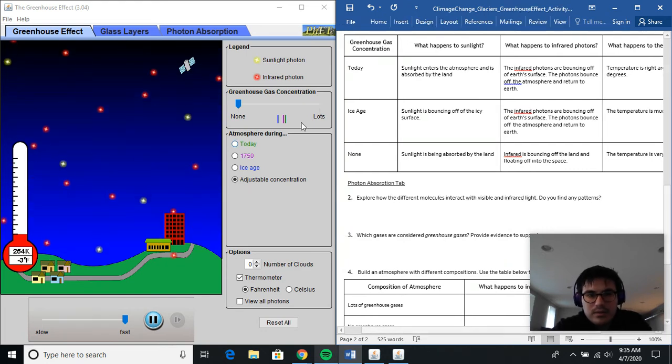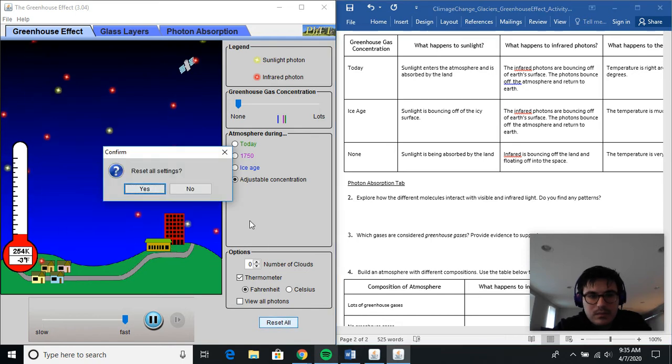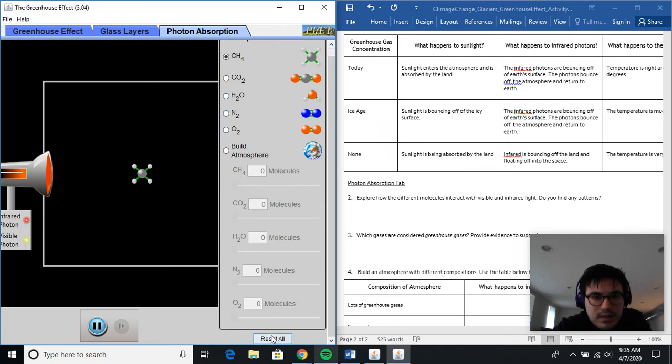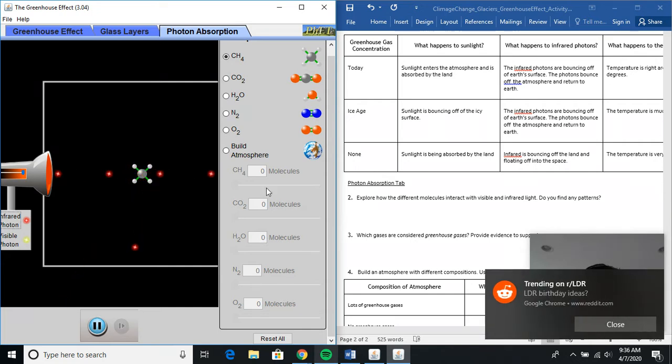Explore how different molecules, let me reset this. Photo absorption tab. So these are the same little things if I run this. So that's sunlight, and this is methane. Okay, sunlight passes right through methane. Infrared bounces off every once in a while.